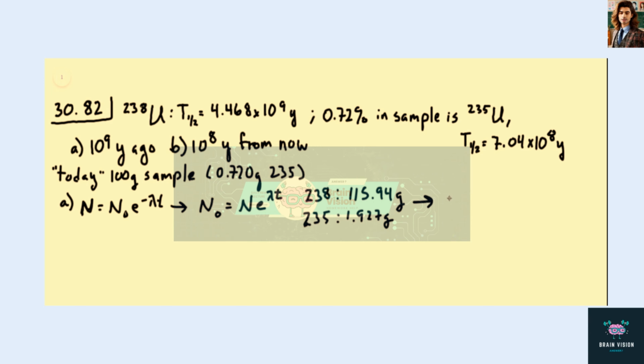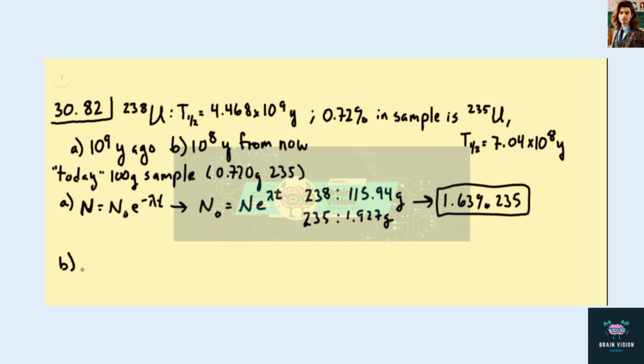And so this works out to be 1.63% uranium-235. So we can see that we had a larger fraction of uranium-235 in the past, which makes sense because we can see from the difference in half-lives here that the half-life is almost 10 times less for uranium-235, so it decays faster. And so more of it has decayed since a billion years ago. And so the percentage of it in the sample should have been higher back then.